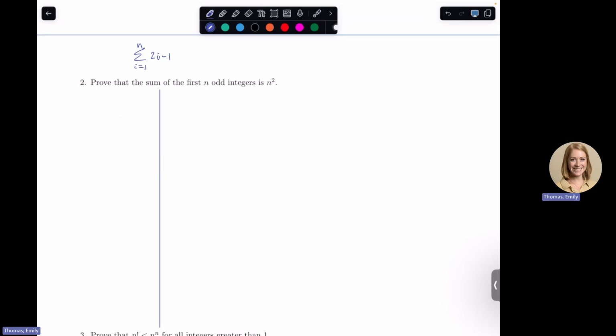If I plug in 1, I get 1. If I plug in 2, I get 3. If I plug in 3, I get 5. That's good. Yes? Okay, so this would be like adding 1 plus 3 plus 5 plus all the way up to 2n minus 1. What we're going to prove is that you can compute this in closed form by just doing n squared, which is a lot easier than doing the summation.